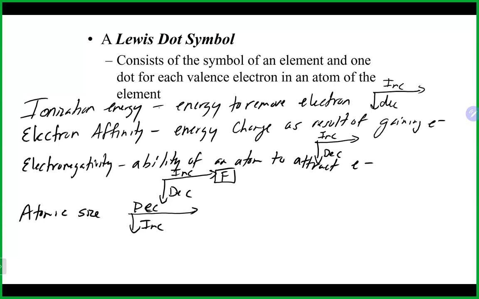A cation will become smaller than the neutral atom, right? It lost an electron, so it kind of shrinks. When you gain electrons, it actually increases in size, because it gains some electrons in its field.